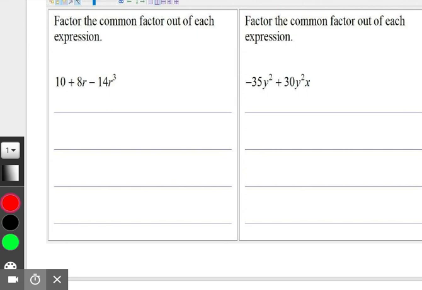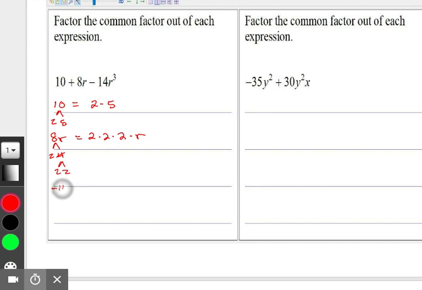All right, this first one. Got 3 of them to break down. Start with the 10. 10 is 2 times 5. So all I have is a 2 and a 5. The 8r. For the 8, that's 2 times 4. 4 is 2 times 2. So that's going to give me 3 2s and an r.